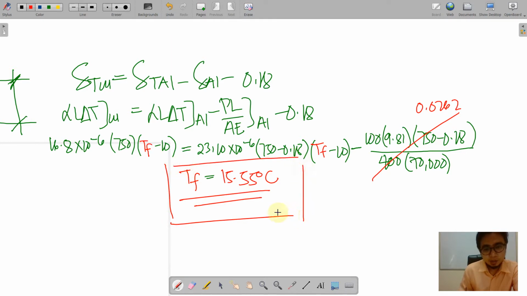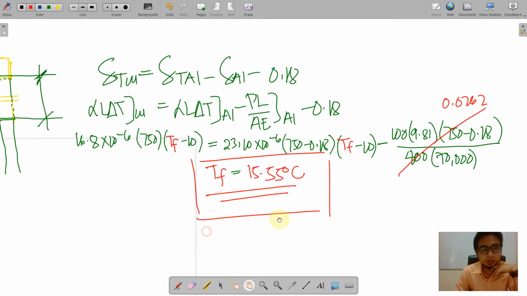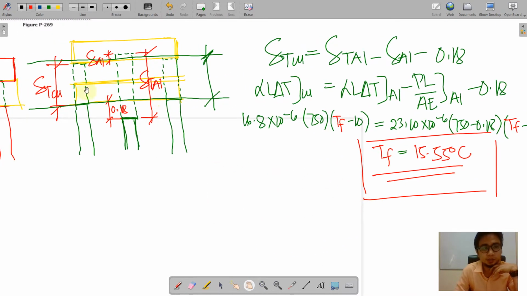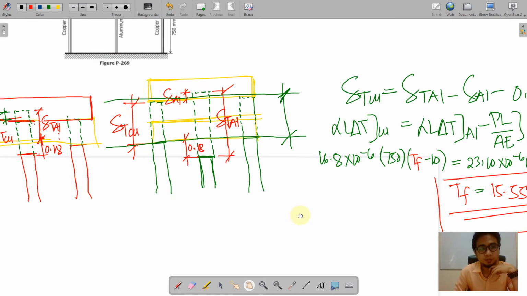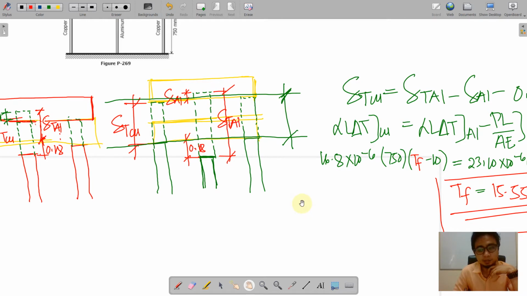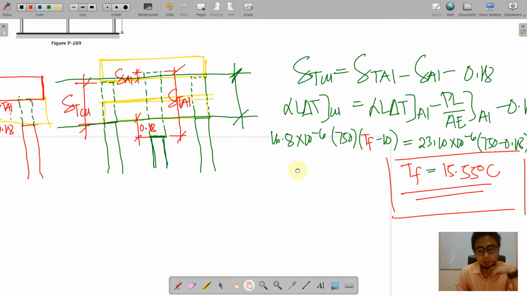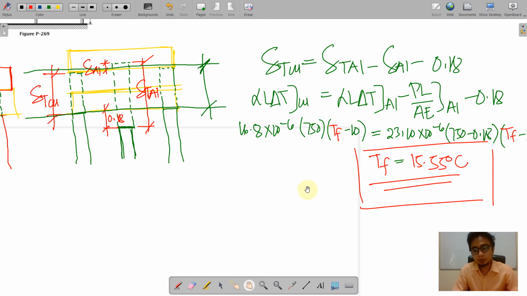So this is the final temperature, so that there will be no stress on the outer rods, particularly the copper rods on the sides of this platform, if our mass is equal to 100 kilograms for the platform. Okay, so that's it for the problem.